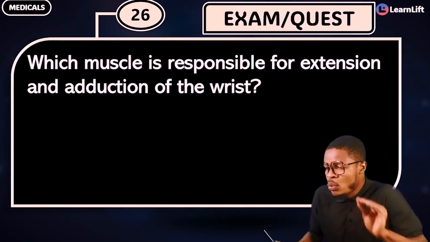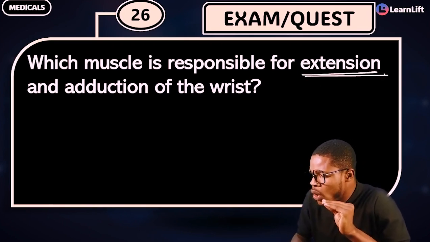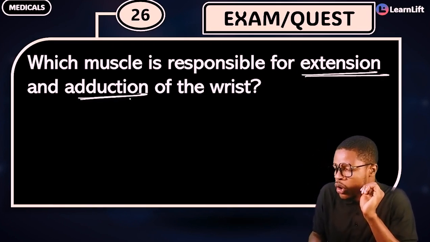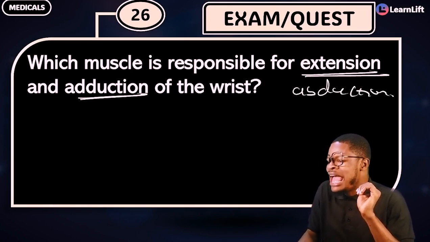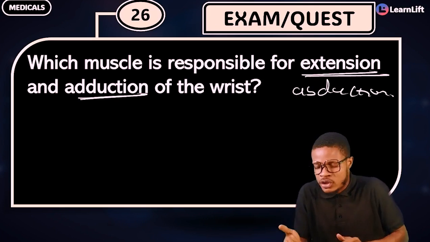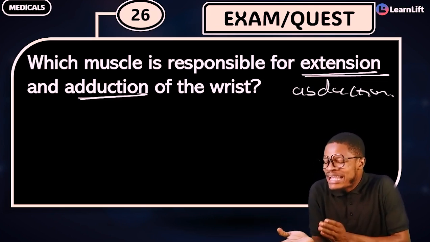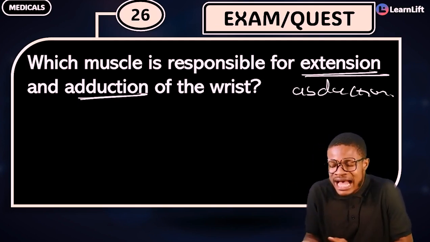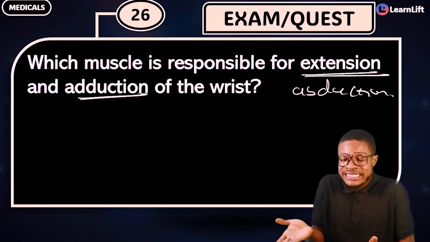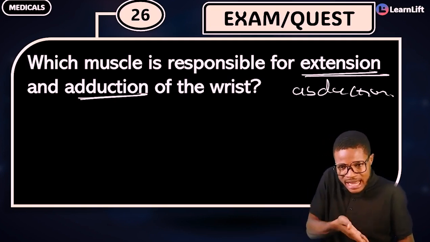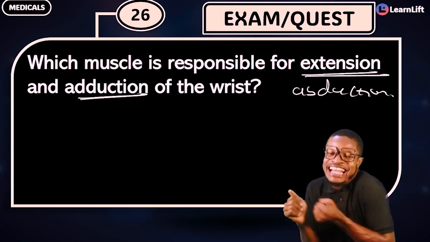Let's go. If you get that very quickly with me, answer this question for me. The question says, which muscle is responsible for extension and adduction? It is not abduction. If you hear extension and abduction, it means away. That's your extensor carpi radialis longus and extensor carpi radialis brevis, away. But adduct, towards the midline, that's your extensor carpi ulnaris.